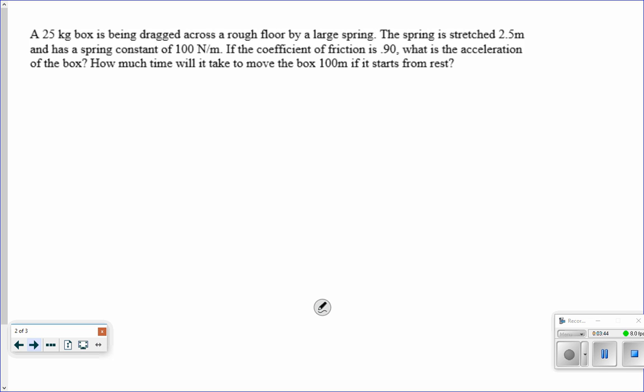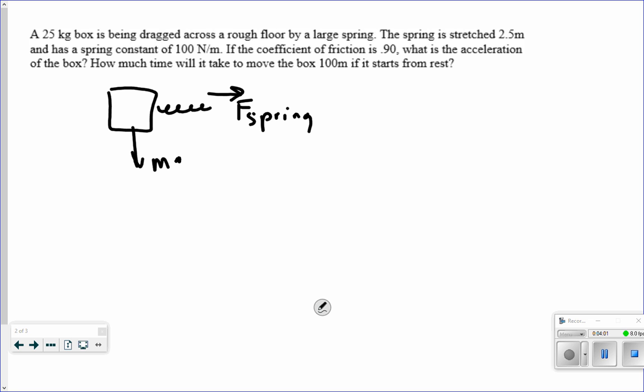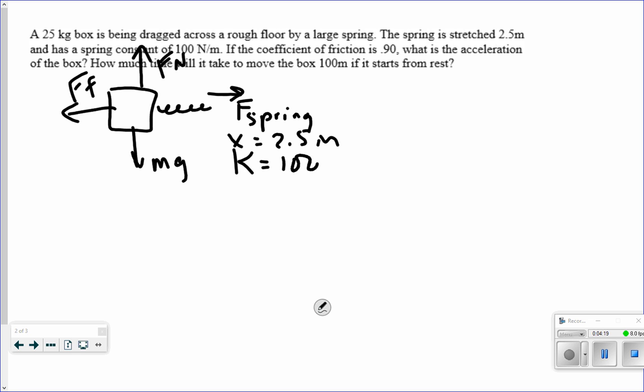Box being dragged across a rough floor by a large spring. So consider a spring, and there's this force being applied by the spring. And what do we know those forces are called? Oh my gosh, it's a spring force. It's been a while, but we know that one. We still need the rest of our free body diagram. It would totally help us out here. And since they say it's a rough floor, we're going to assume we have a force of friction going the other way. The spring is stretched 2.5 meters, and it has a spring constant of 100 newtons per meter.